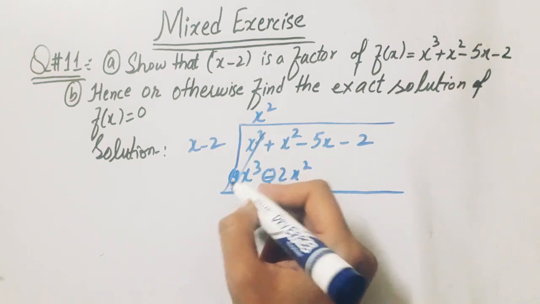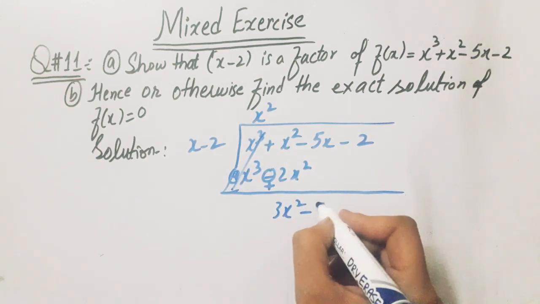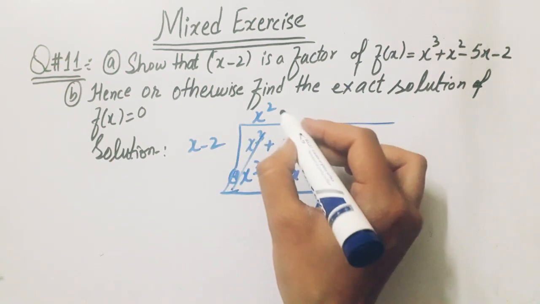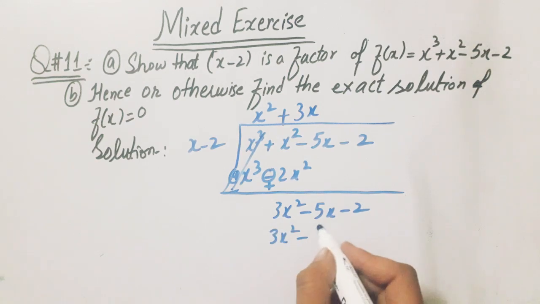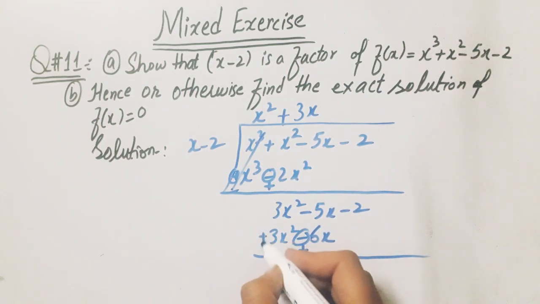x cube minus x cube is cancelled out. x square plus 2x square is 3x square, minus 5x minus 2. Now to make 3x square, you will multiply x by plus 3x. So this is 3x square minus 6x. Now change the old signs, you will get the new signs.